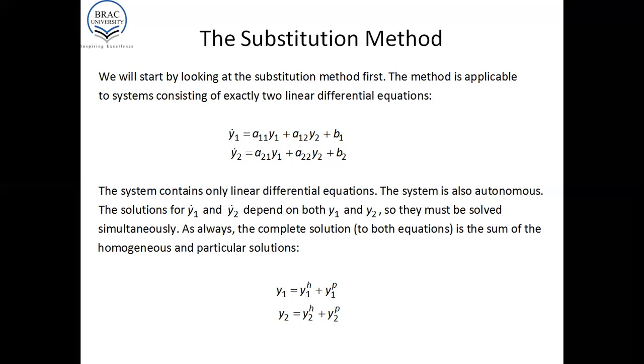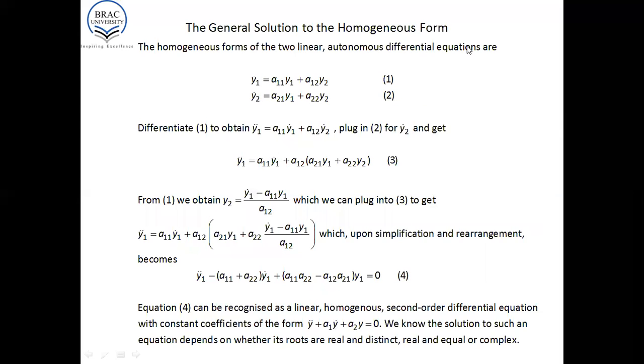Now, as always, the complete solution to both equations is the sum of the homogeneous and particular solutions. So we have y1 is equal to y1h plus y1p, and y2 is equal to y2h plus y2p. Let's look at the general solution to the homogeneous form. The homogeneous forms of the two linear autonomous differential equations are y1 dot is equal to a11 y1 plus a12 y2, and y2 dot is equal to a21 y1 plus a22 y2. We've gotten rid of the constants, so they're now homogeneous.